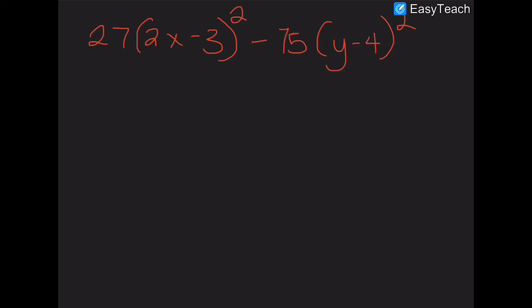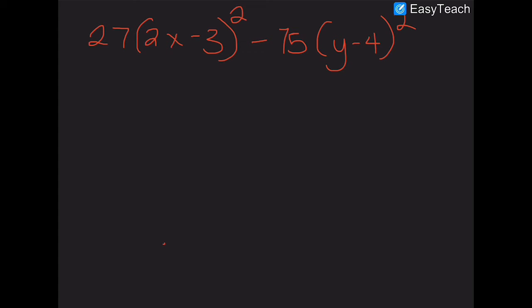Whoa. This looks like a huge thing. But then again, we're going to replace the brackets with variables. Now, they're not like terms, so we cannot replace them with the same variable. So we have 2x minus 3 is different from y minus 4.